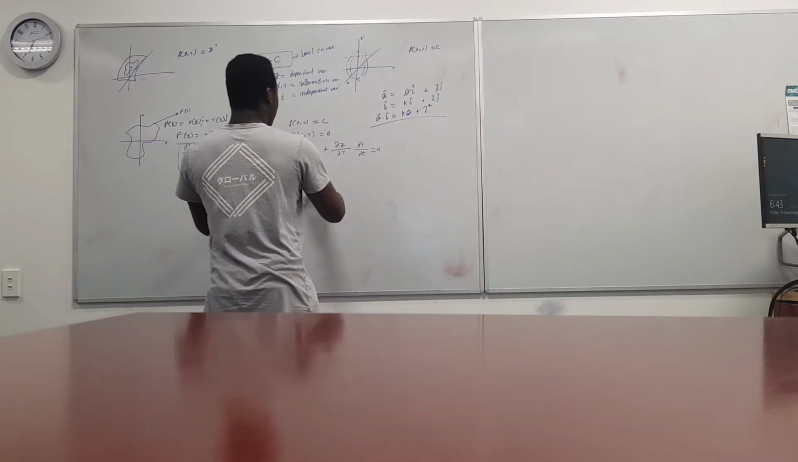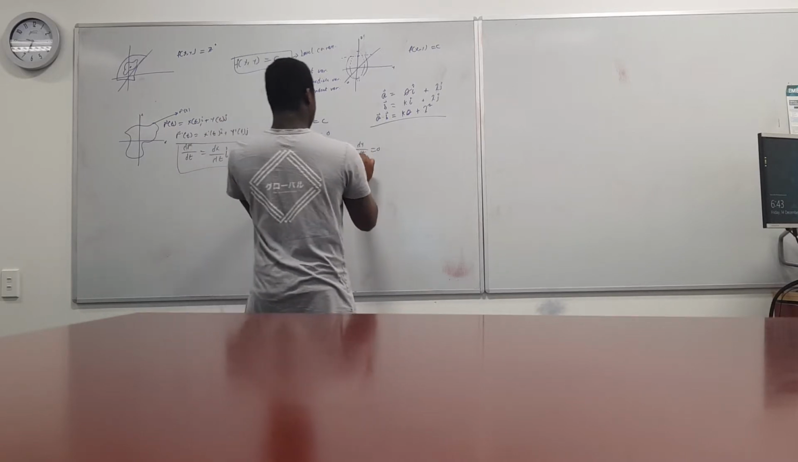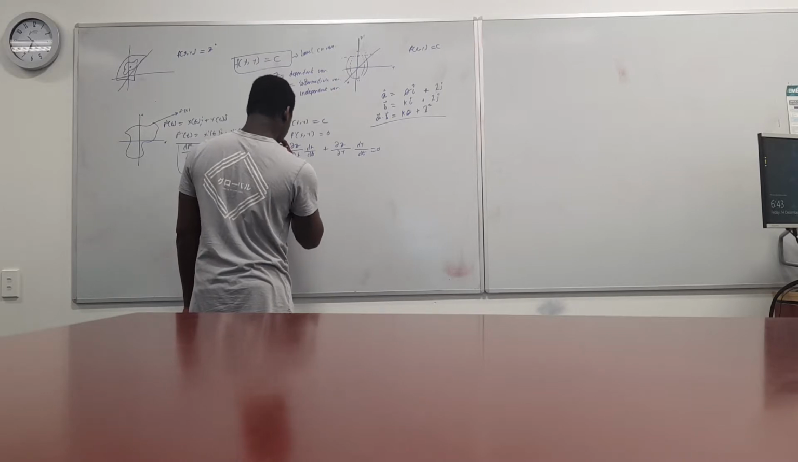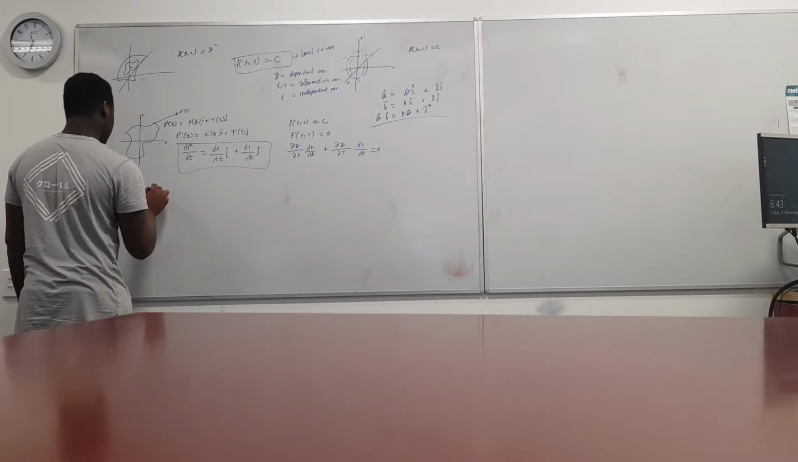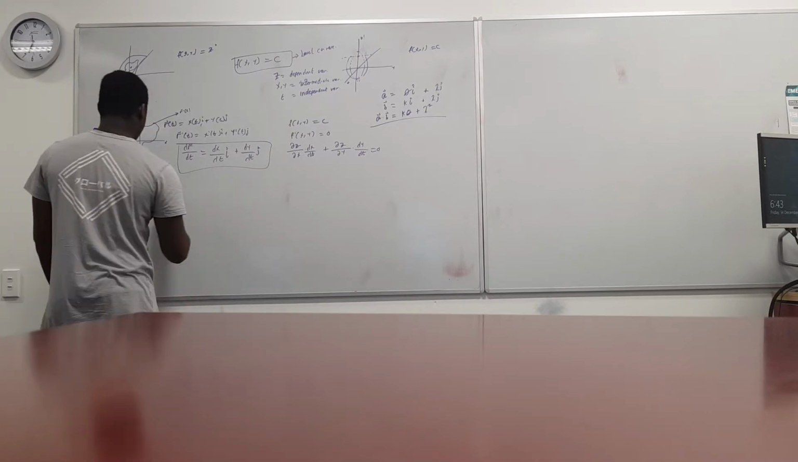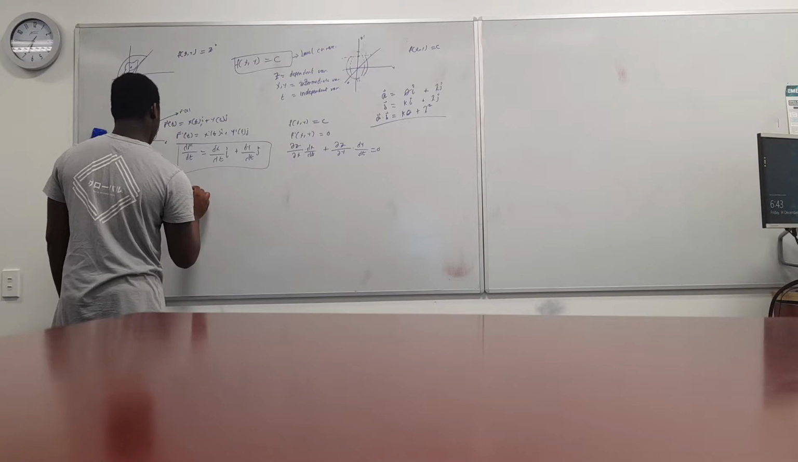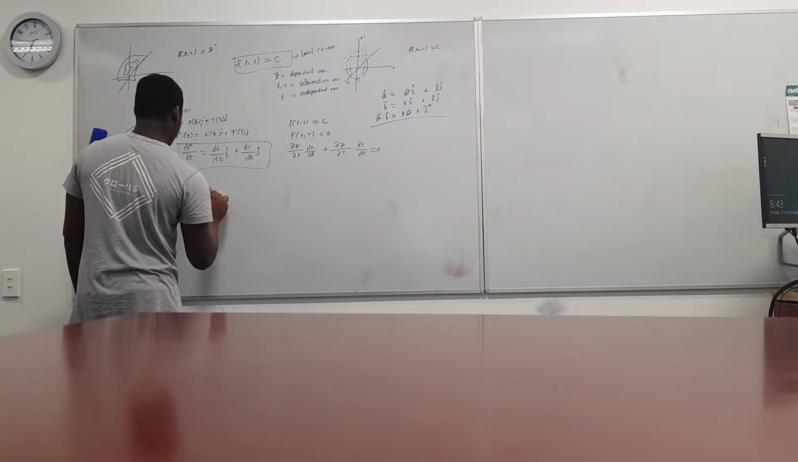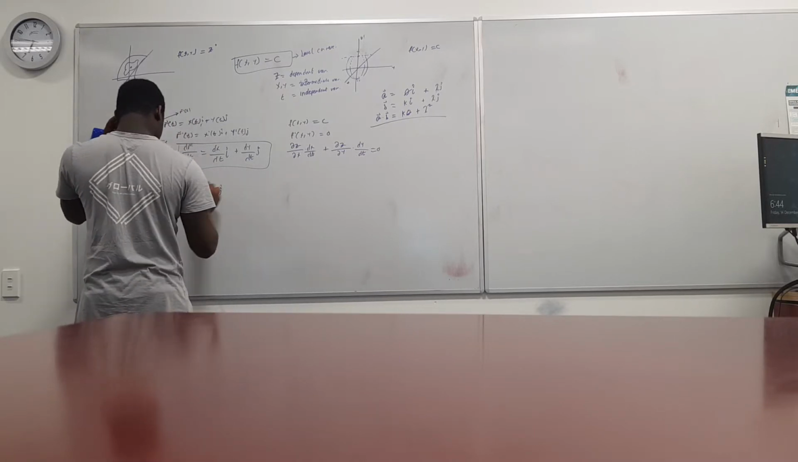Same thing here. You can take this as a vector i, and take this as an i, take this as a j, take this as a j. So we have f prime of x comma y equal to the dot product.